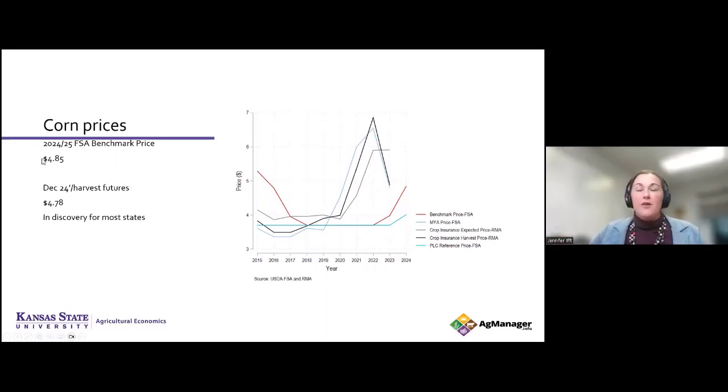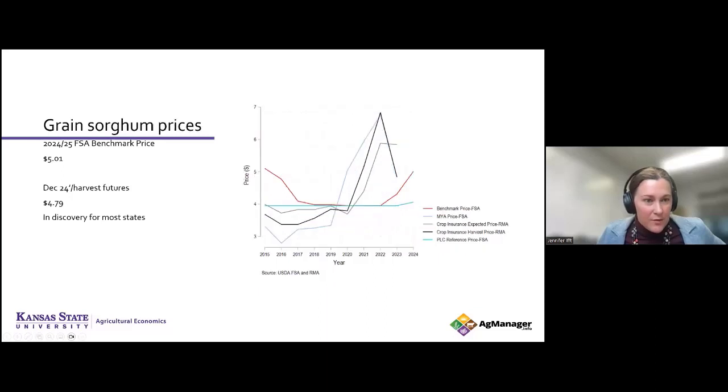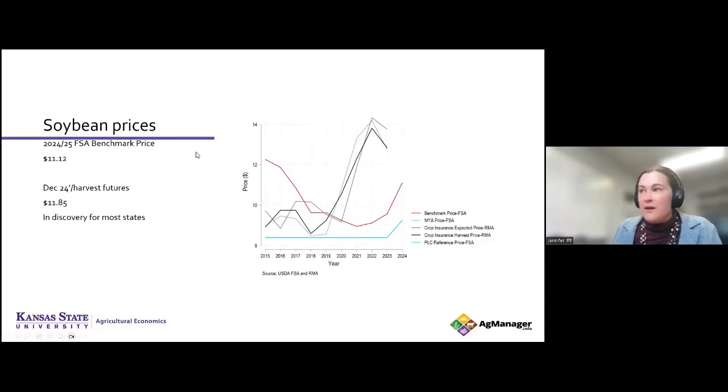But for corn, your benchmark price is $4.85 and our current futures price is about $4.78. They are super close. For the sake of time, I'm going to go pretty quickly here, but you can see the same broad trend for grain sorghum. Those crop insurance prices are pretty close to your ARC benchmark prices. They're getting closer for soybeans as well. The crop insurance prices are still higher.